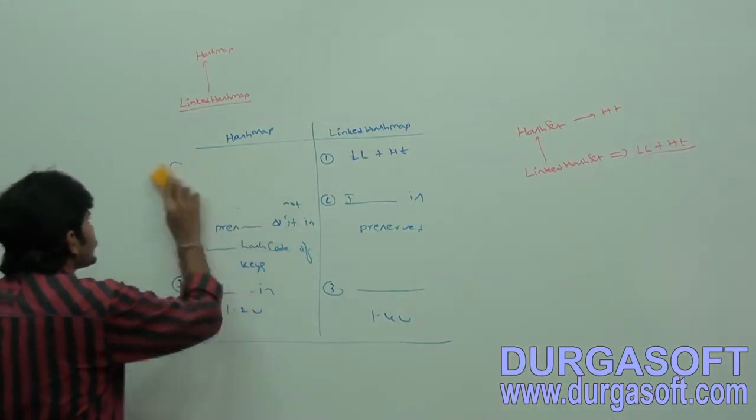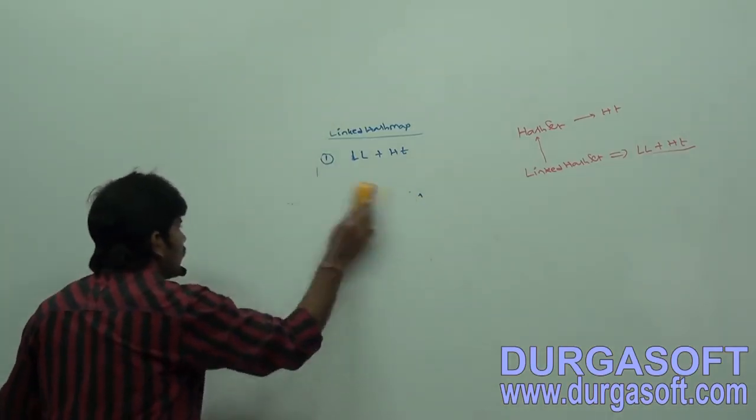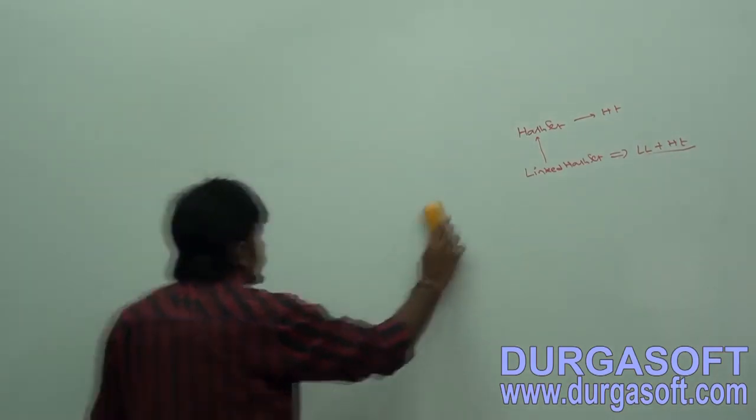LinkedHashSet and the LinkedHashMap are commonly used for developing cache based applications. That's all. Are you able to understand the conclusion, right?